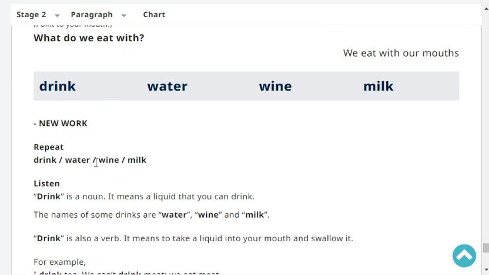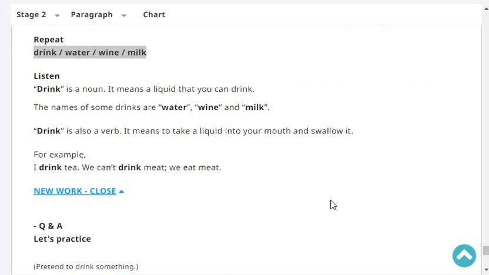Drink, water, wine, milk. Very good. Okay, listen. Drink is a noun. It means a liquid that you can drink. The names of some drinks are water, wine, and milk. Drink is also a verb. It means to take a liquid into your mouth and swallow it. For example, I drink tea. We can't drink meat. We eat meat.